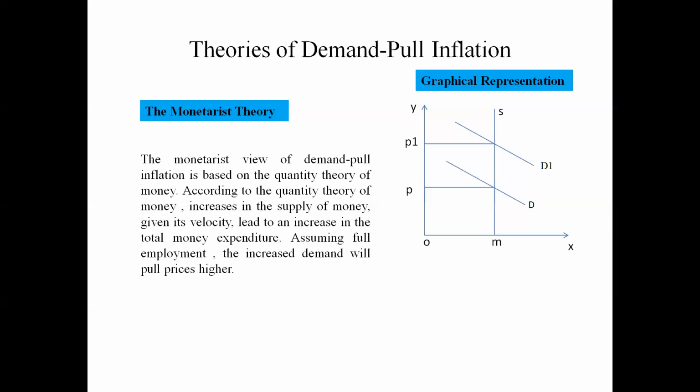all the resources are utilized. So there is no further scope to reallocate the resources, and that is why when demand increases, it leads to an increase in the general price level. So it creates demand pull inflation. So from the diagram, it is clear that OM is the full employment output, MS is the full employment level supply curve. So it remains vertical because there is no further scope to reallocate the resources to increase output. So that is why when demand shifts from D to D1, the price level increases from OP to OP1.